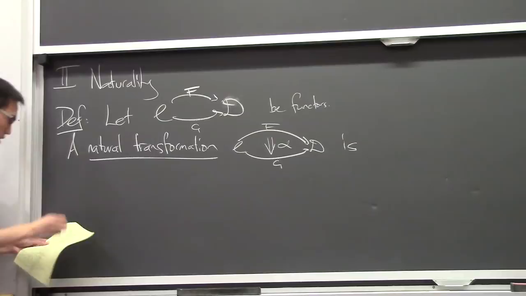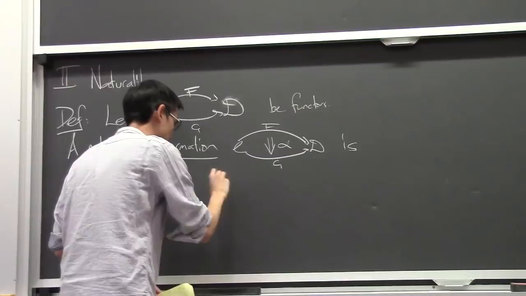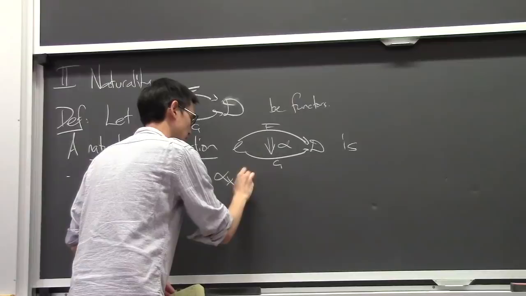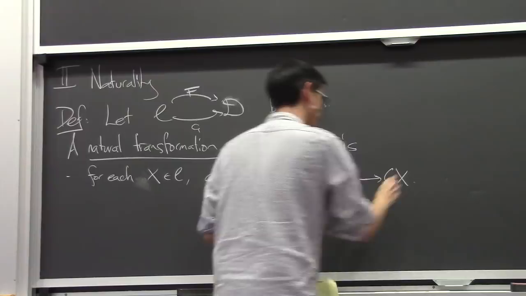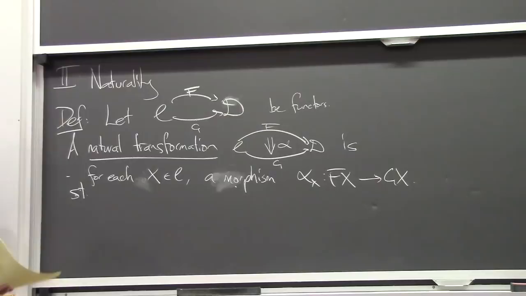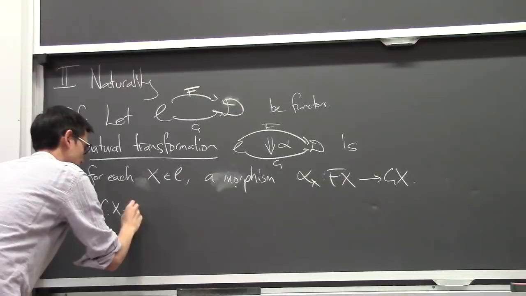For each object of C, so for each x in C, a morphism in D, which I'm going to call alpha at x, from f of x to g of x. Okay. And it has a condition known as the naturality condition, such that for all morphisms in C, we have this commuting square.